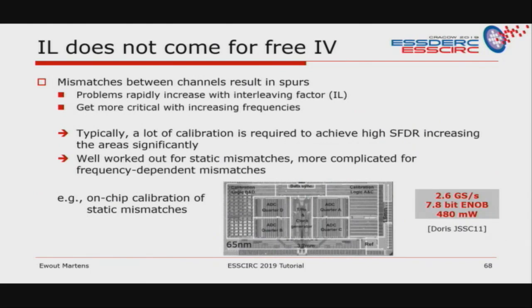So the problem rapidly increases with the number of interleaving factors, and it's difficult to achieve a very high number of linearity there. So you always end up with a lot of calibration to calibrate it all out, and people have done that. So here's an example, where most of the static mismatches like offset and gain and also DAC mismatches have been calibrated, and in the end the calibration takes a lot of the power. You end up with almost half a watt.